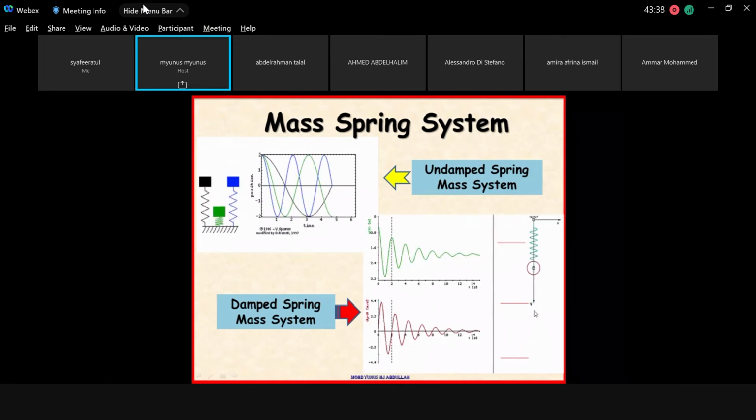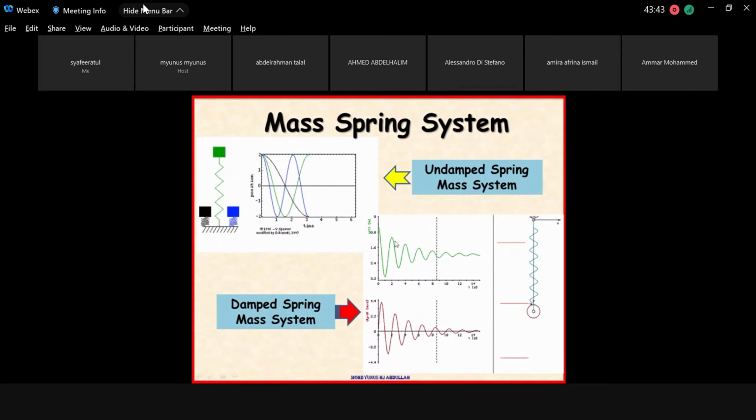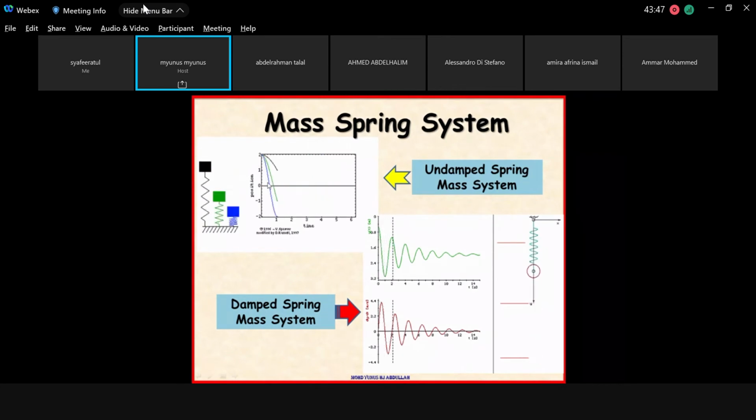Then you displace the spring and mass, then you let it go, it will keep oscillating, but the amplitude becomes smaller and smaller, then it diminishes. Look at this one, there is no reduction of energy, so the amplitude will remain constant. This one, the amplitude becomes smaller and smaller, then it will diminish and become zero and stop by itself. The reason is because you damp the system.